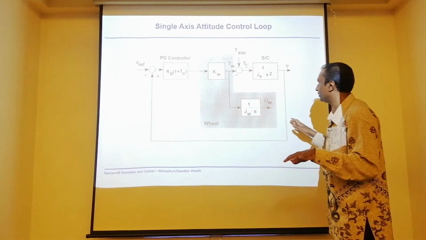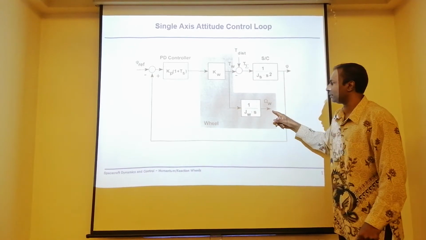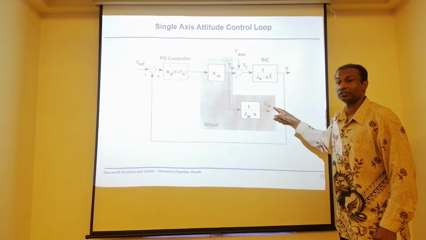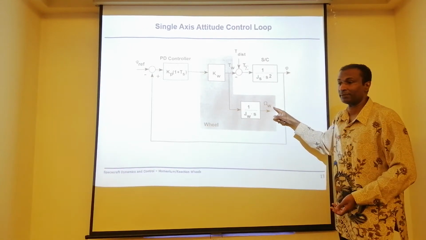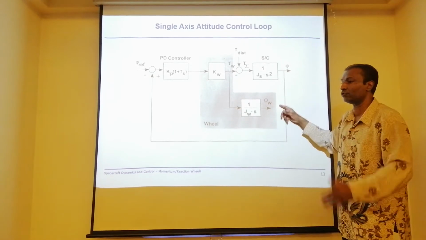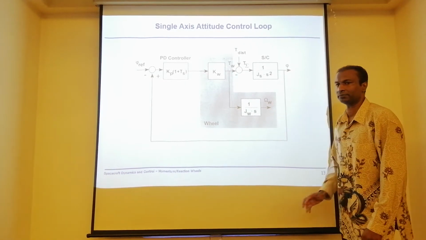Very easy, straightforward. This gives you the actual wheel speed here. So the maximum wheel speed here is going to be what? Let's say I have 5000 RPM, maybe it goes up to about 4800 RPM. I cannot go higher, so I need to do something.